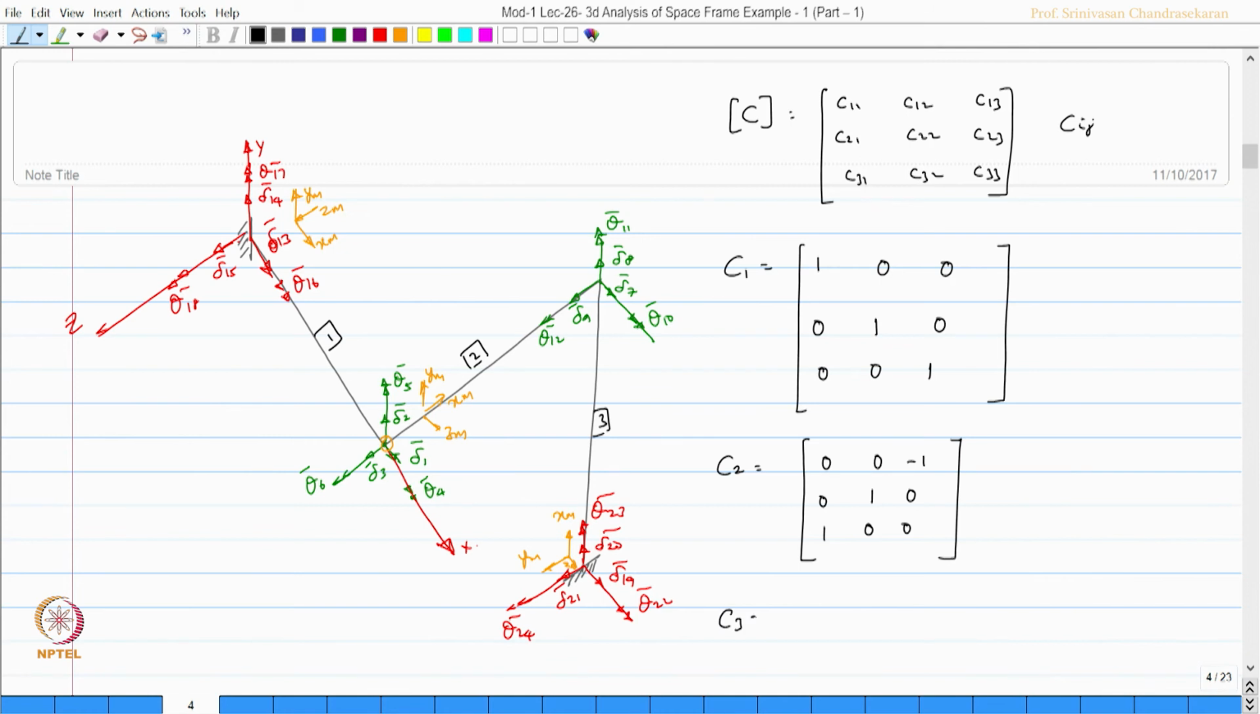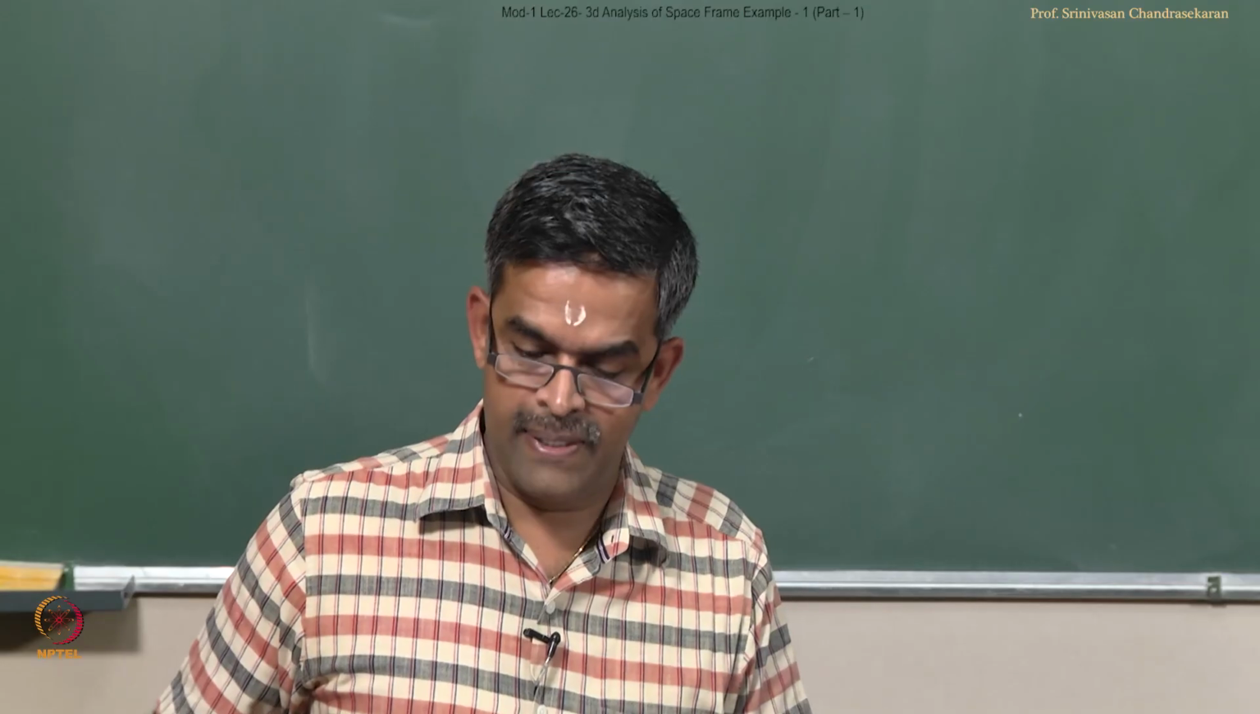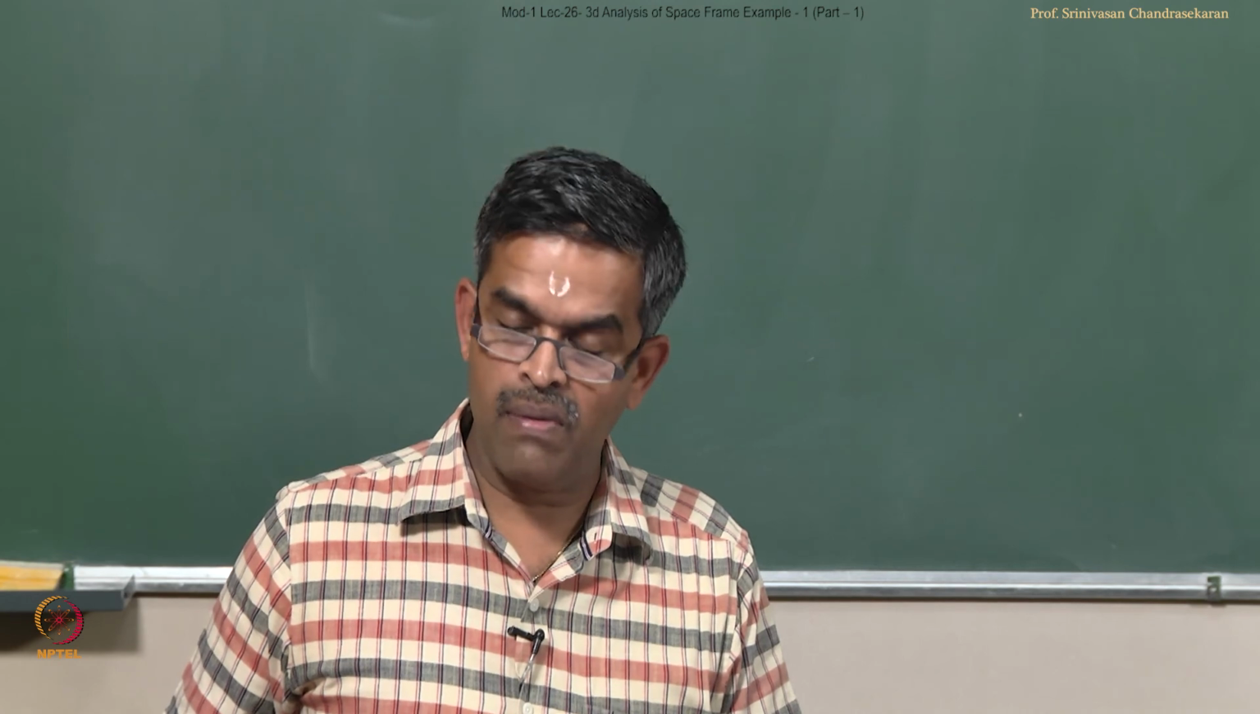Let us do for C3 matrix. Xm of C3 with X 90, so 0, Xm with Y 1, Xm with Z 0, Ym with X 90, Ym with Y 90, Ym with Z 1, Zm with X 1, Zm with Y 90, Zm with Z 90. So, now I have the direction cosine matrices for all the 3 members, namely 1 2 3.